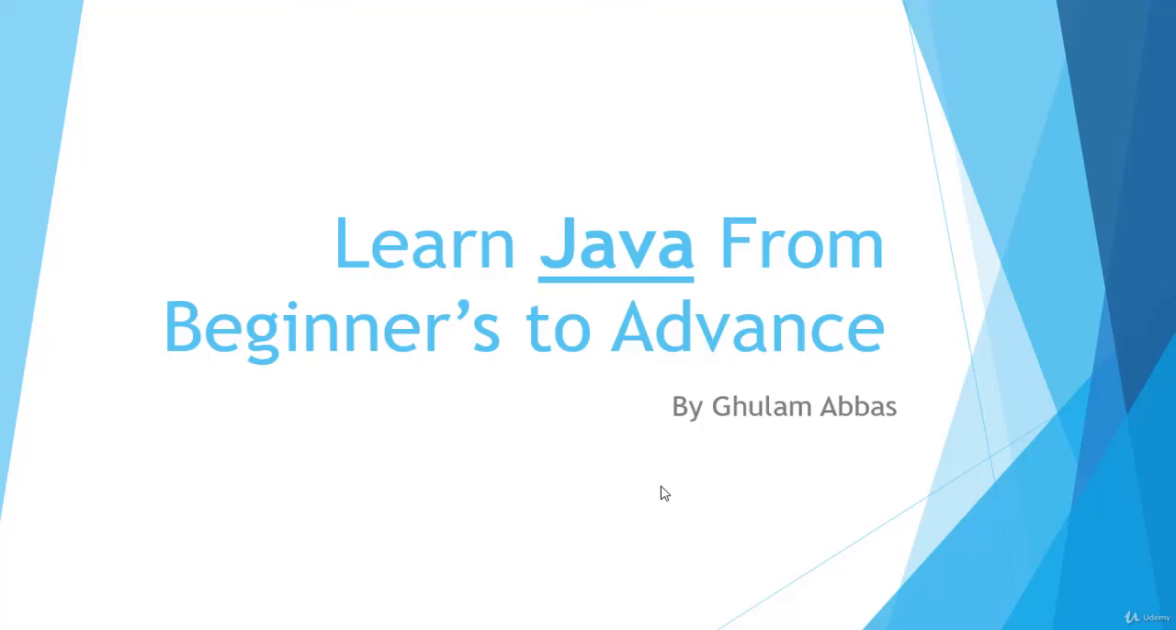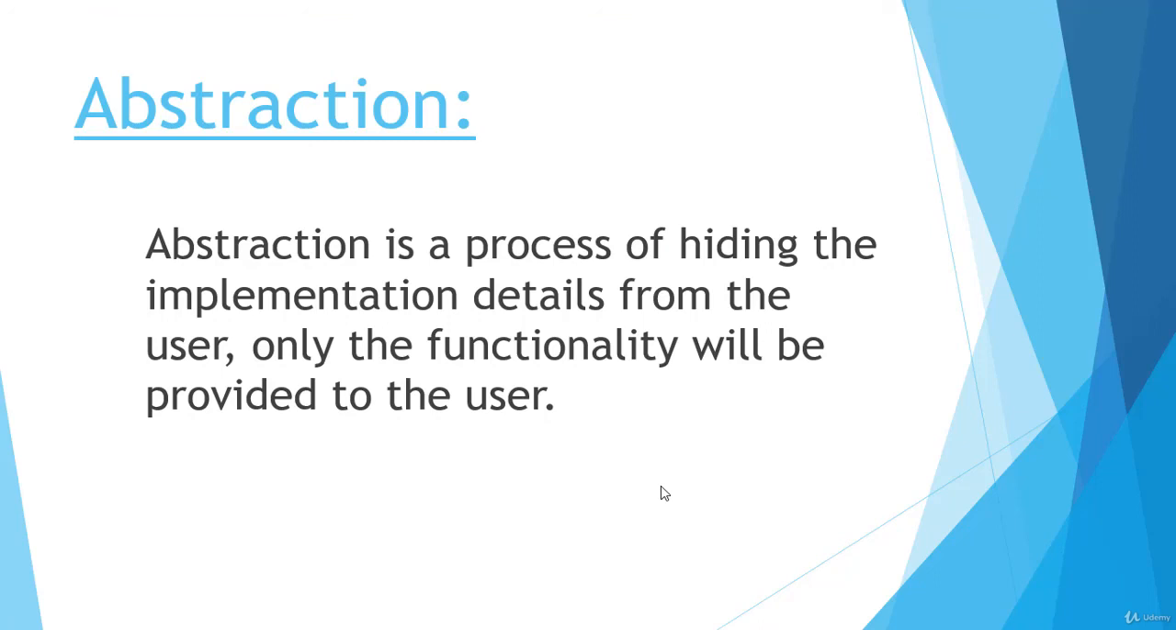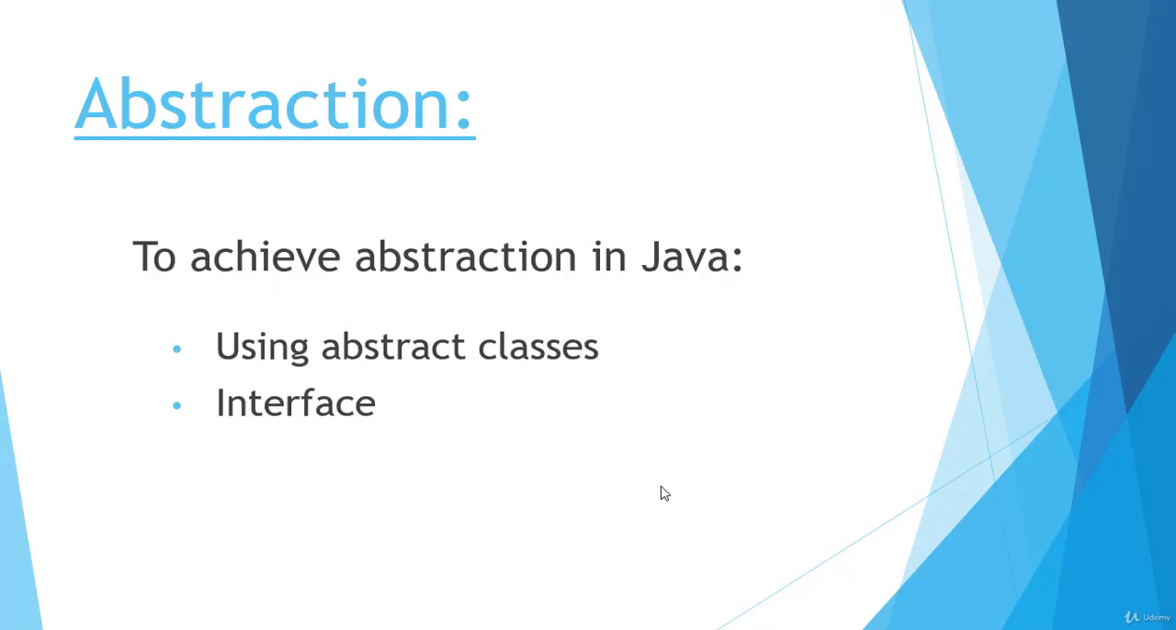Hello and welcome back to this course. Today in this video, we are going to discuss abstraction. Abstraction is the pillar of OOP. Now, abstraction is a process of hiding the implementation details from the user. Only the functionality will be displayed to the user. To achieve abstraction in Java, we use abstract classes and interfaces.